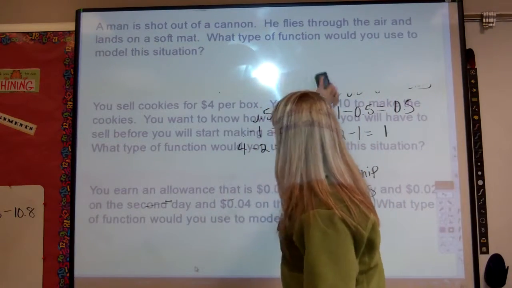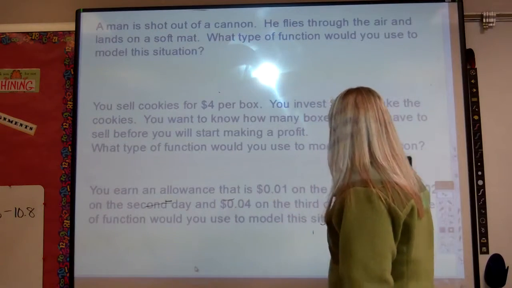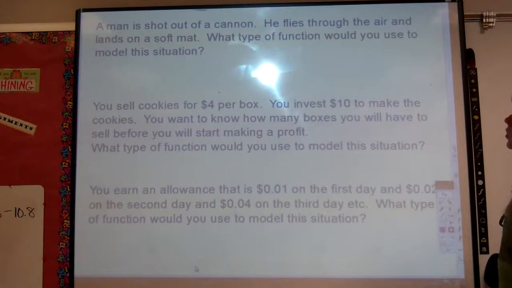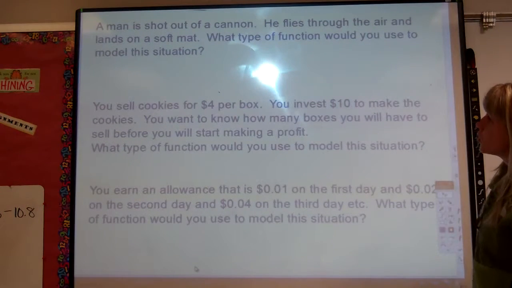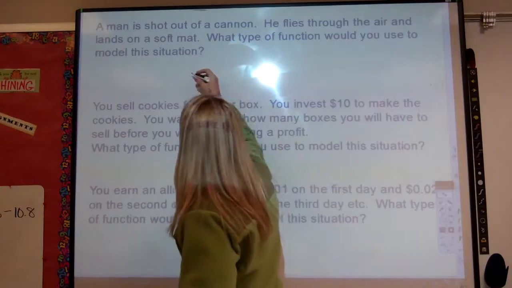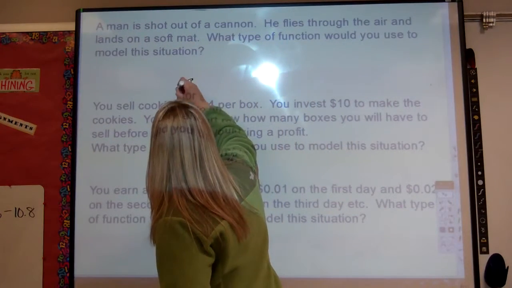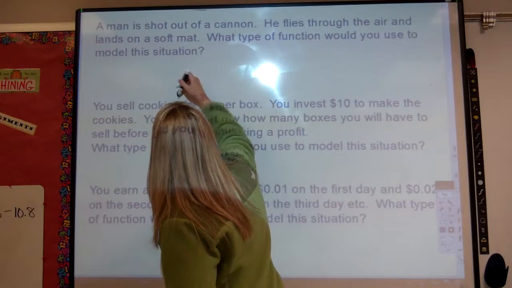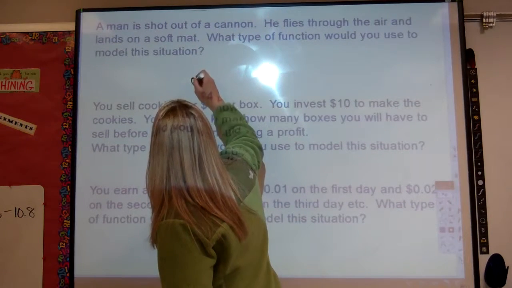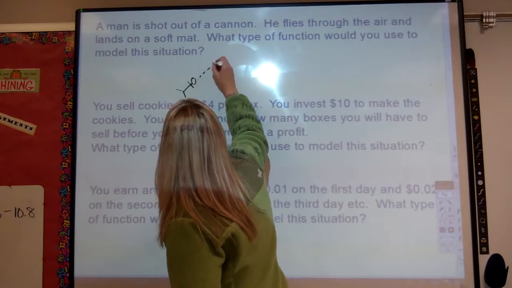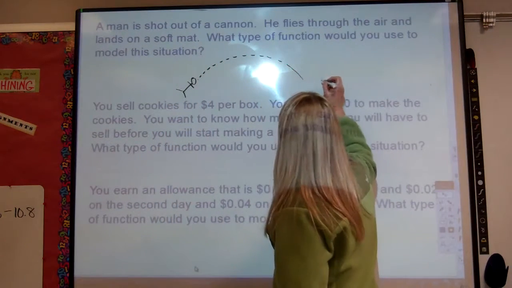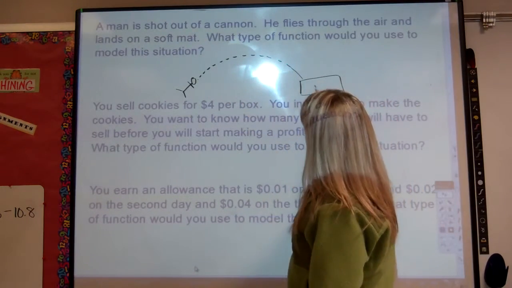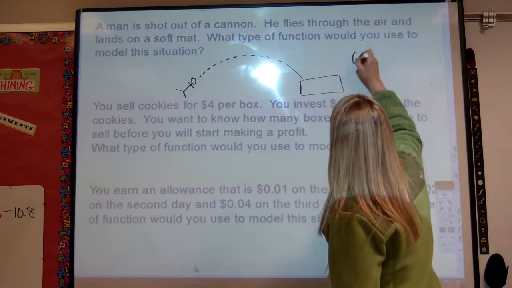I apologize that it's kind of long today. A man is shot out of a cannon. He flies through the air and lands on a soft mat. What type of function would you expect to use? Well, if the man is shot out of the cannon, if this is the cannon, and then there's like wheels on it. So there's a man flying out of a cannon, right? He's going to go up and land on a soft mat. What type of function would this be? Well, it's a curve. It looks like an upside-down parabola, so we would call this quadratic.